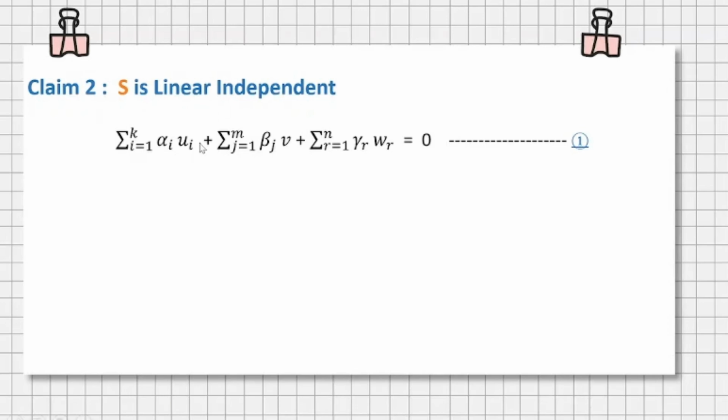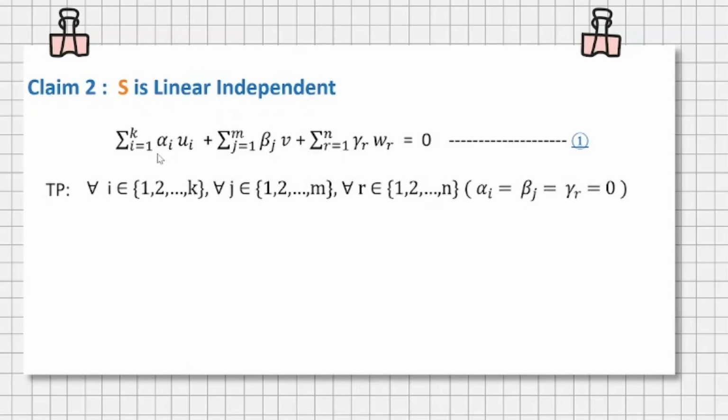We have to show there exists a non-zero element such that this combination is 0. No, you are saying that for linear dependence. Oh, sorry. I'm asking for linear independence. All the coefficients are 0. Yeah, we need to show all the scalars are 0. To prove it, we need to show all the scalars are 0.